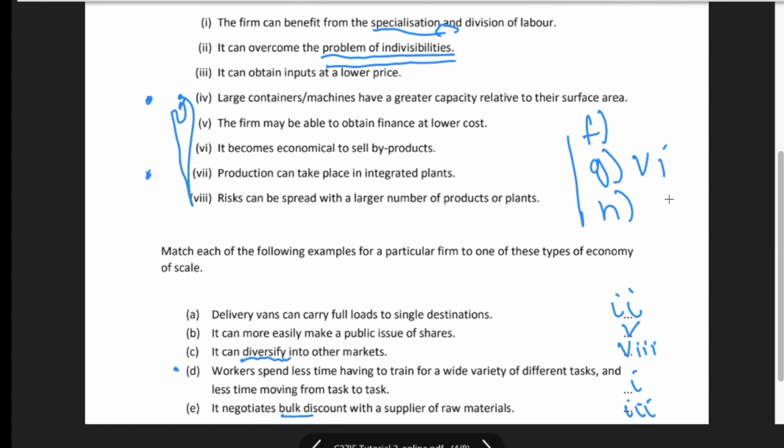I agree with you. VII is this idea that production can take place. Yep, cool. And then in which case here. So make sure you get those down. I think the easiest way to attempt this question was to do the easier one first and then just use a bit of common sense to figure out the last ones. Lovely. Let's move on.